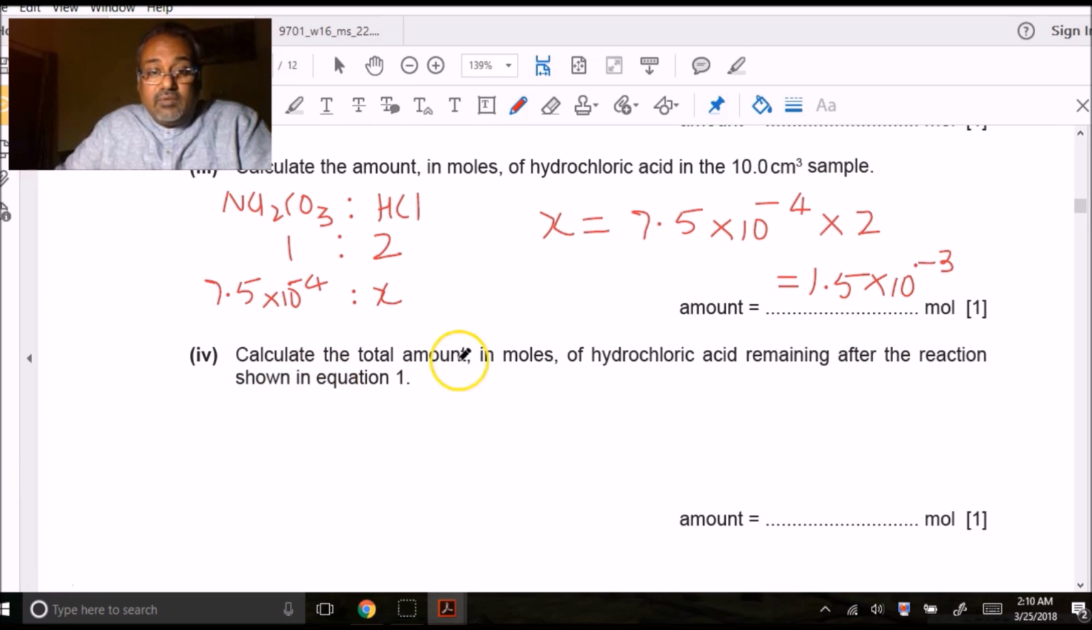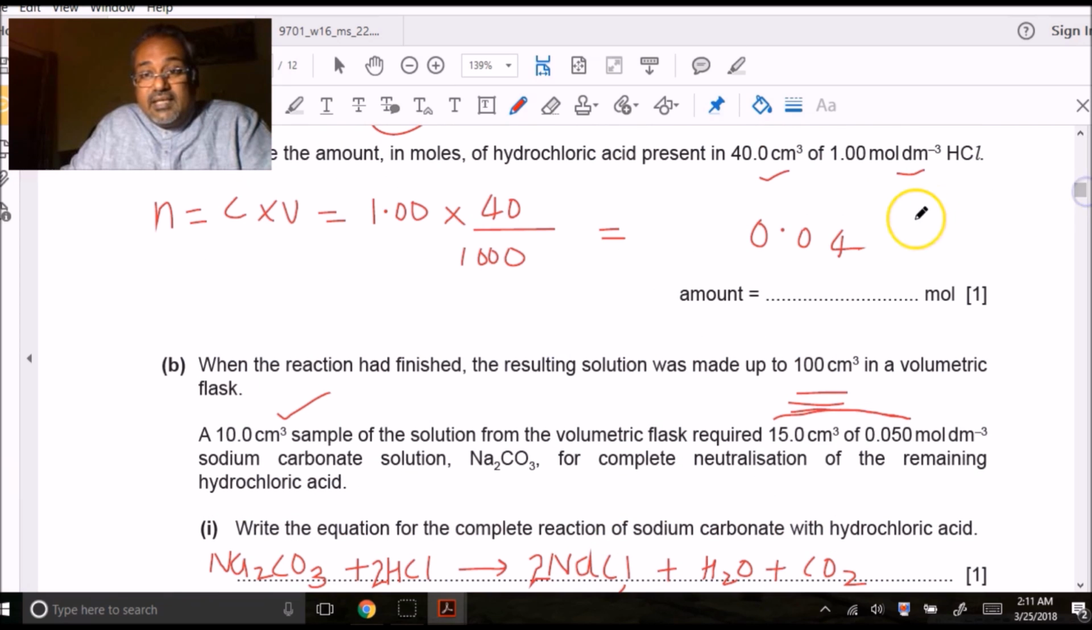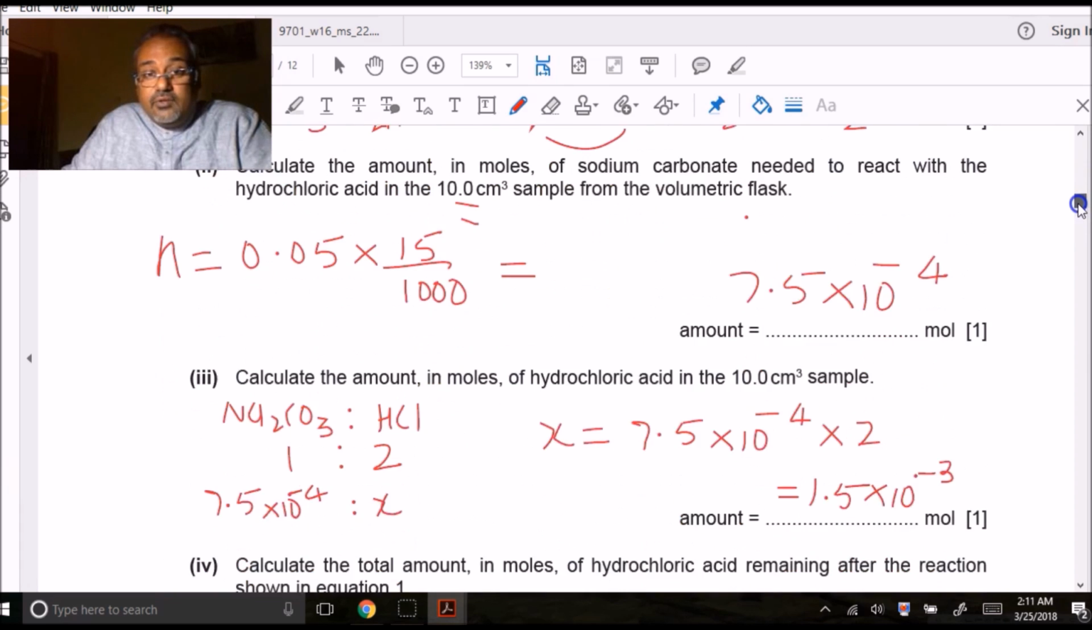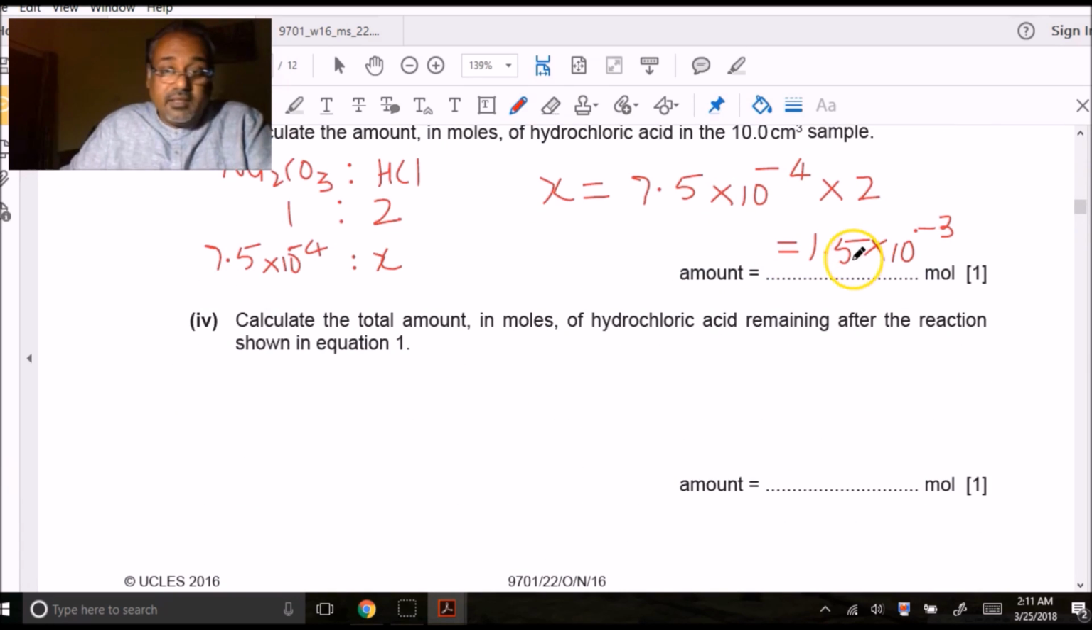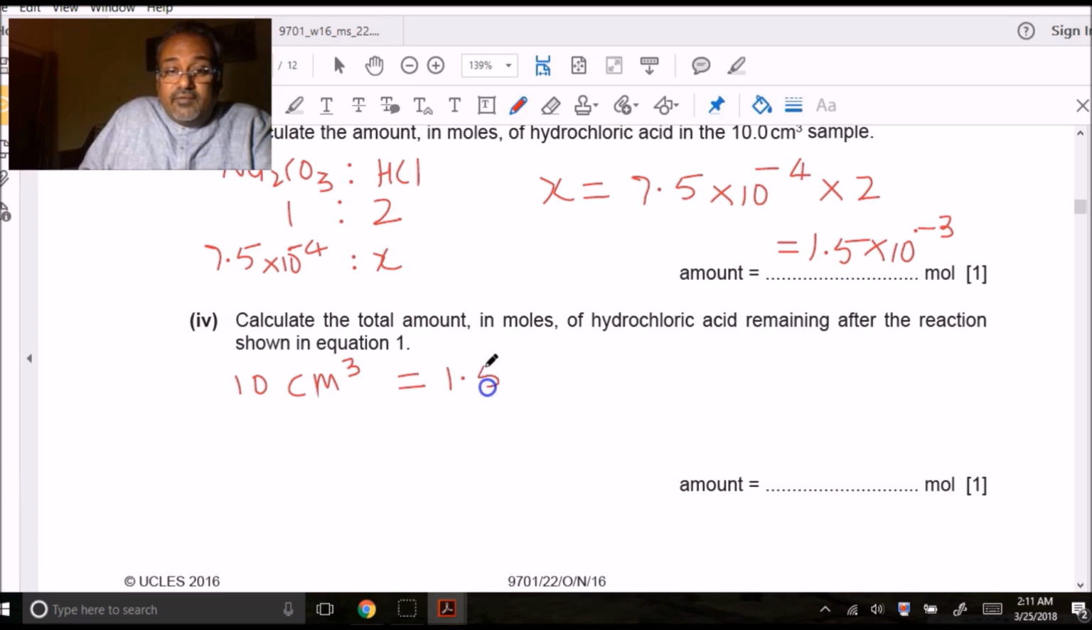Now the question says calculate the moles of the acid remaining after the reaction shown in 1. What this means is how much acid is left over. This is the acid present initially, and then we diluted that acid and we used 10 cm3 of that and reacted with sodium carbonate. And this is the amount of moles of acid present in the 10 cm3 of the diluted. So in 10 cm3 of the diluted, the acid present was 1.5 × 10^-3.